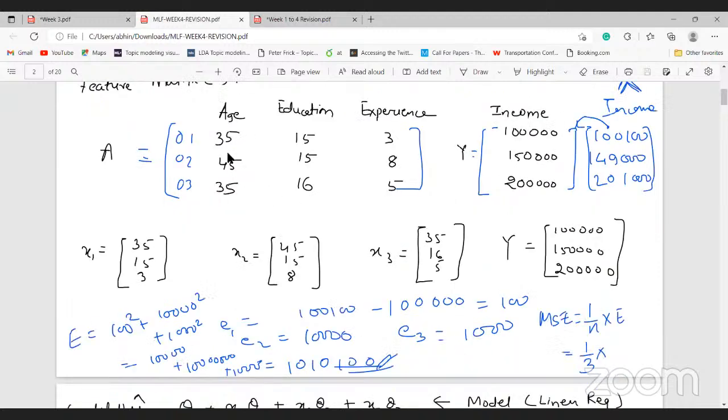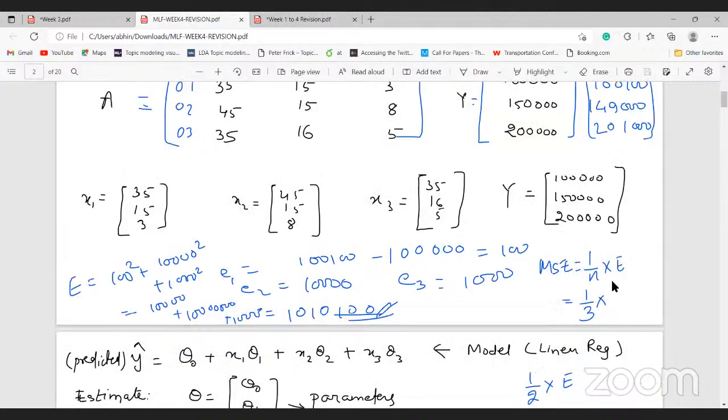Now, a particular record, whatever is the row, is for a particular person. So 01 represents a person, 02 represents another person, and 03 represents another person. The first row, 35, 15, 3, together represents one person. 45, 15, 8 represents another person, and 35, 16, 5 represents another. They are written as x1, x2, x3. These are nothing but records or the column vectors. Then y remains the same. For x1, the y is 100,000. For x2, the y is 150,000, and similarly for x3, the y is 200,000.